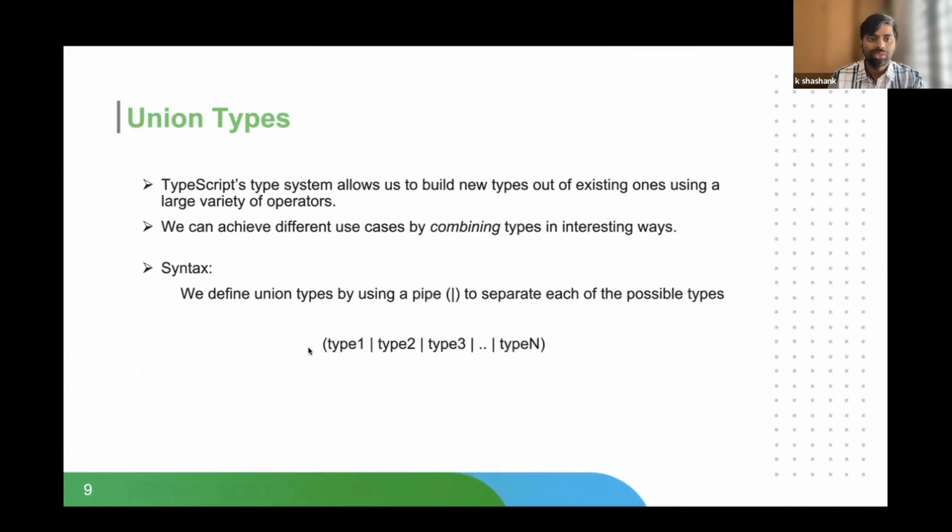Now, union types. We have these primitive types, but if we want more complex types, what we can do is combine different types to get a new type. The syntax is type 1, pipe, and type 2, and so on. We will see in a moment how this works and what the final result is.